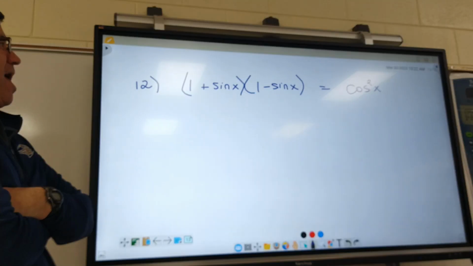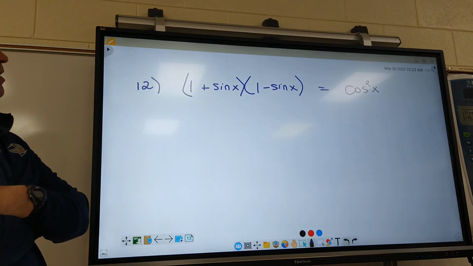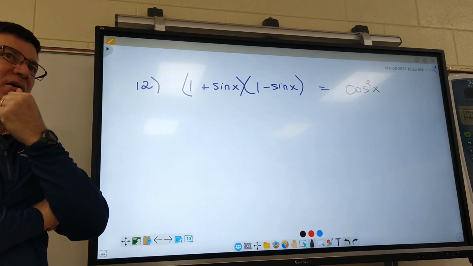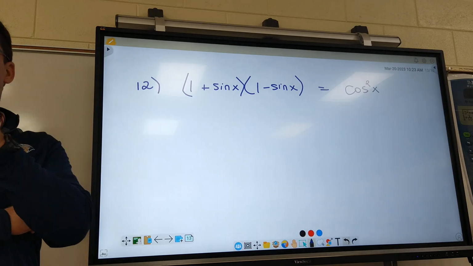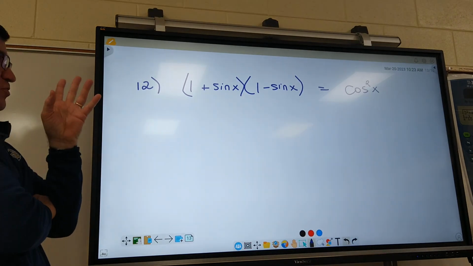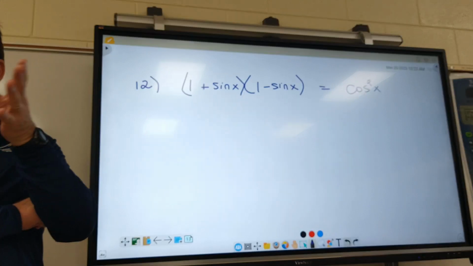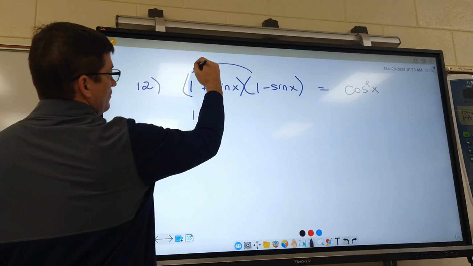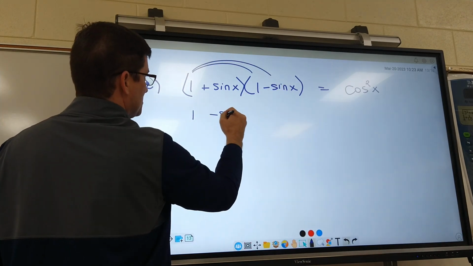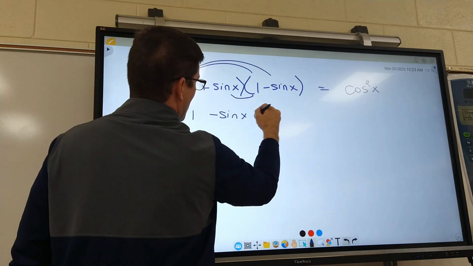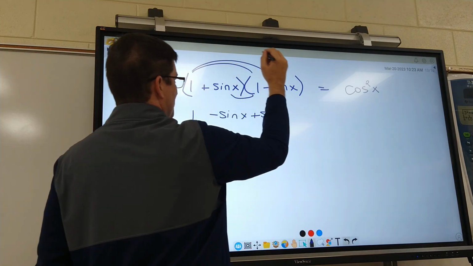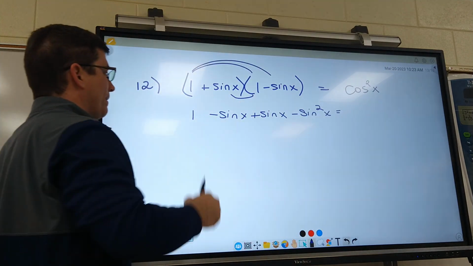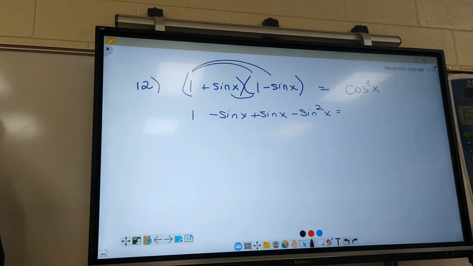Okay, so we've got to FOIL out the left side, right? Now, what I said about FOIL a minute ago, every time we've had FOIL so far, the middle's canceled out. Now, I'm going to assume it's going to cancel out here also. I'm going to go ahead and do it, though. 1 times 1 is 1. 1 times a minus sine x, that's just minus sine x. I got a plus sine x. Sine times sine is sine squared. All right, does the middle, in fact, cancel out again?